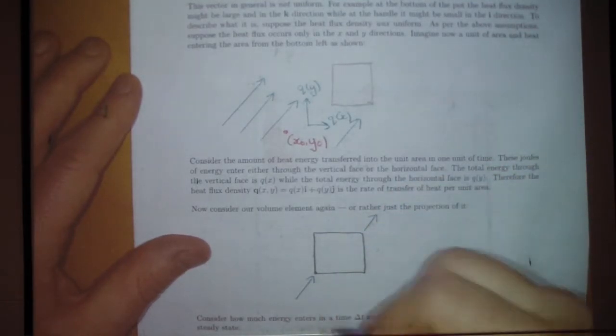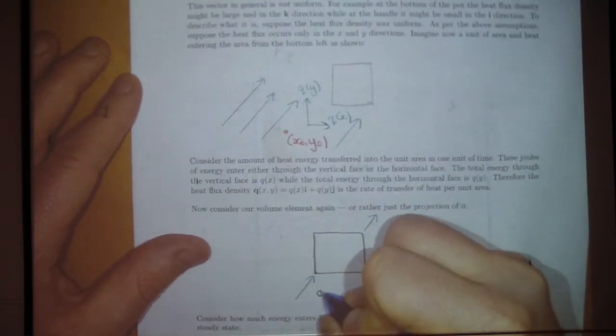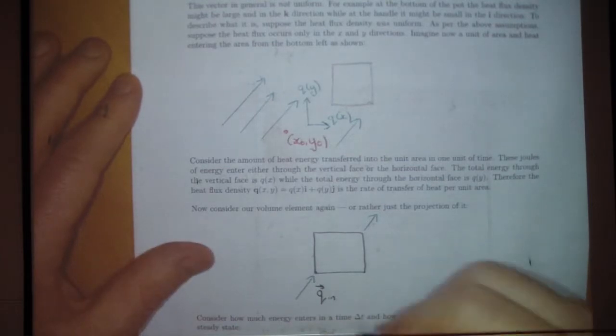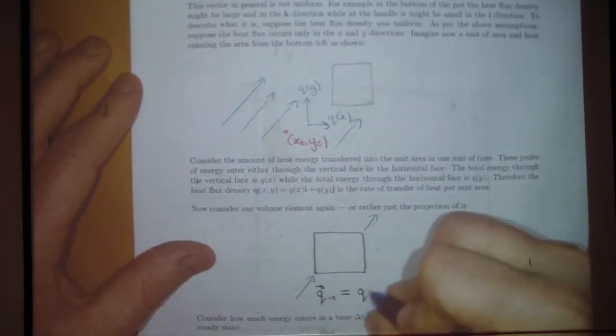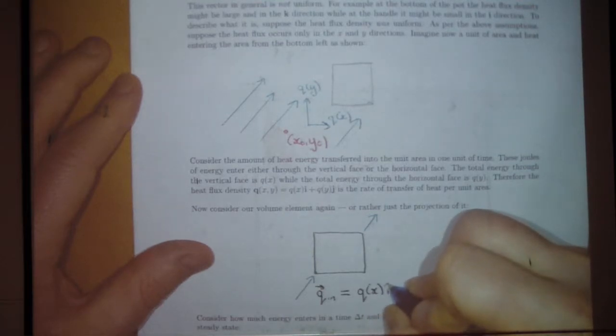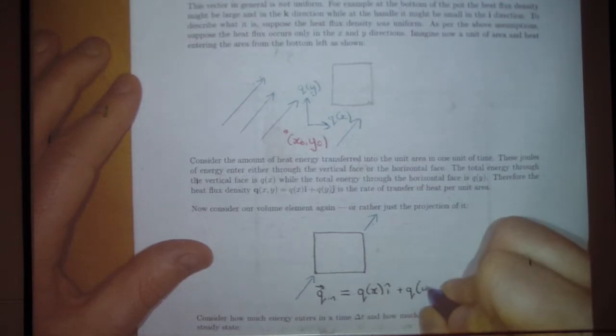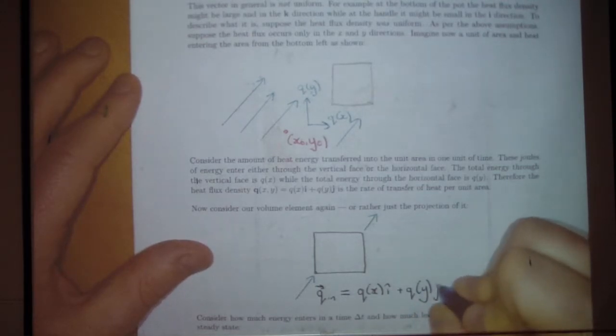I'm just going to write down stuff. So the heat, that's a vector. I'm going to draw an arrow in. The density in is equal to Q of x i plus Q of y j.